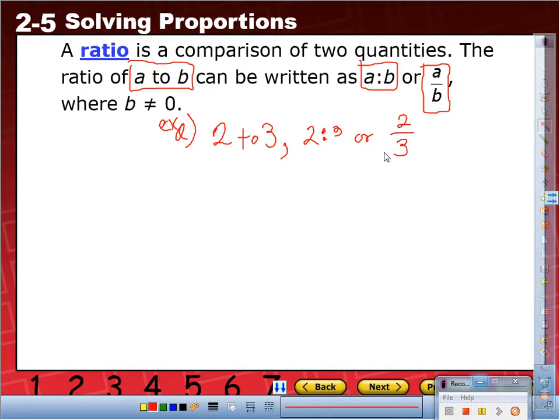And like I said, this is more a review from last year. Yeah, it's the same thing. But I just want to make sure we understand that it is written all three different ways, right? All right, and just remember that the denominator cannot be 0. Okay, so that's a ratio.